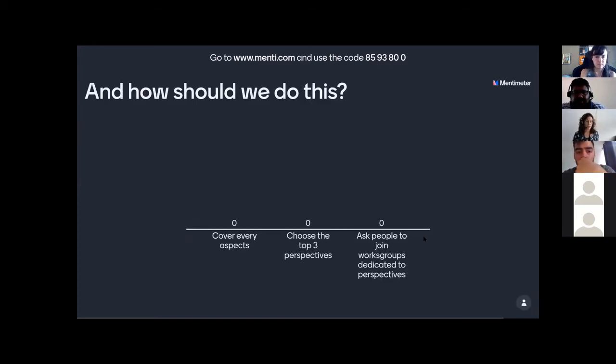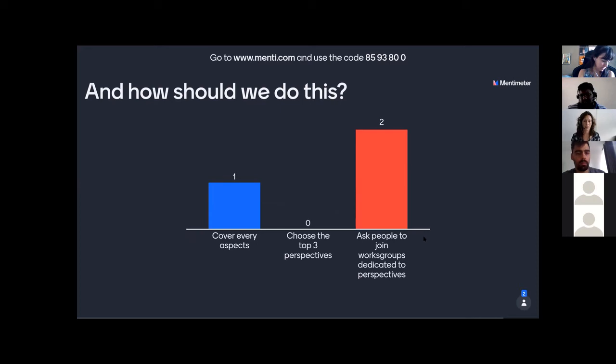Now I would like you to think about how we should tackle these issues. There are different aspects. We could cover every aspect as you suggested, merging everything into our portfolio, choose, let's say, the top 3, or ask people to join different work groups dedicated to different perspectives. What would you like to see in the community?